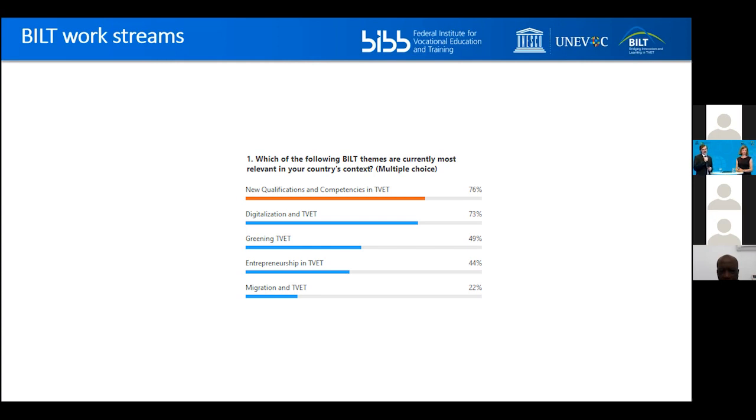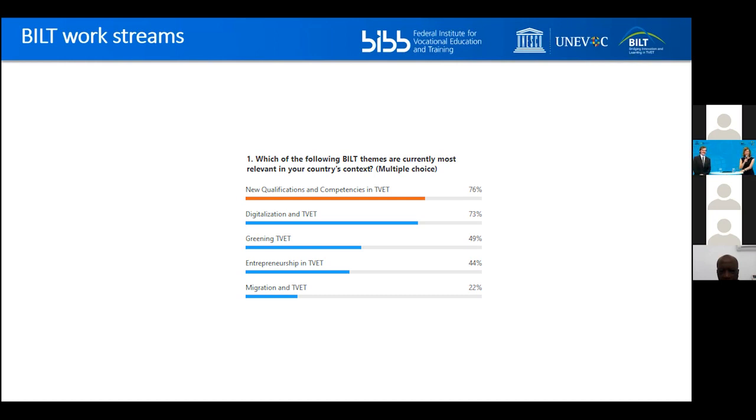Closely following, and by very closely, 3%, is digitalization in TVET. I don't think that we should be surprised by this, given the prevalence of the digitalization of our societies, of our workplaces, of our social lives, and how digitalization is affecting job profiles and the skills that TVET learners need to be successful, not only now, but to be able to adapt and change and thrive in the long term. So Vera, would you like to comment on the last three?